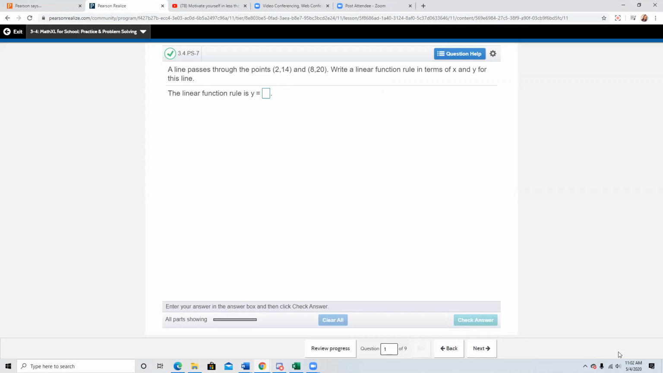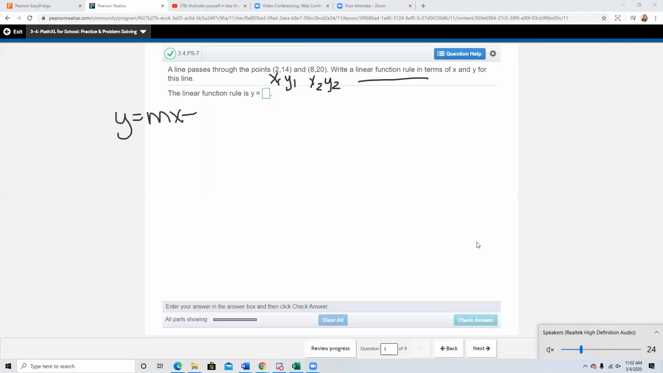All right, so what I'm going to do is go over a couple of problems. Here you have a line passing through 2 points. In this case, we see our x1 and y1, our x2 and y2. Now we have to find the linear function rule. That means you have to find y equals mx plus b.